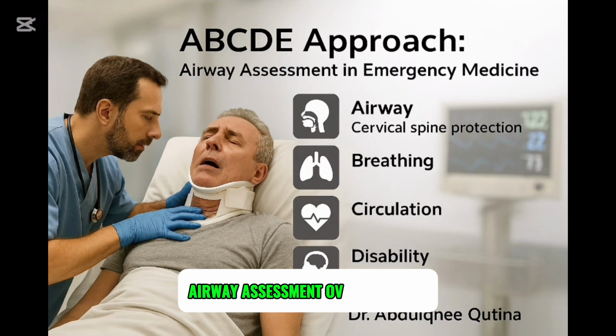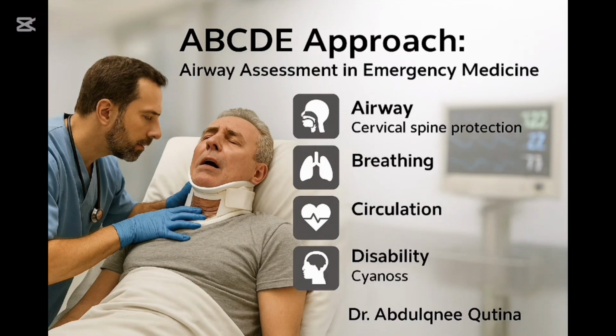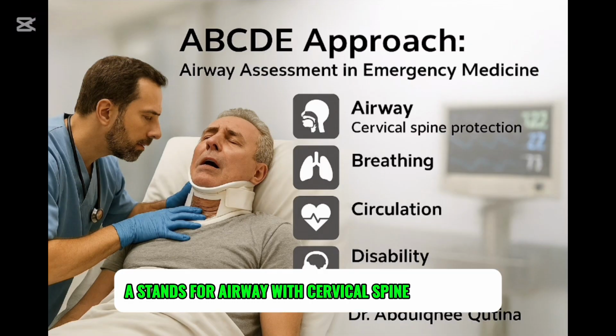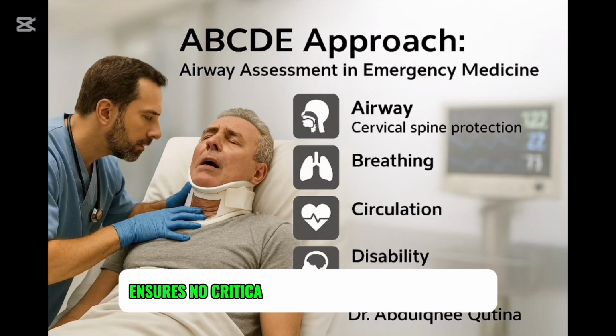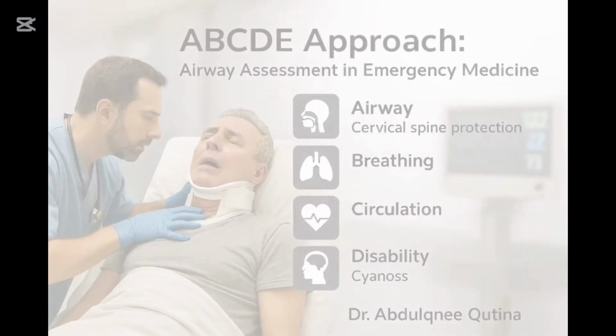Airway assessment overview, ABCDE. Airway assessment is part of the primary survey using the ABCDE approach. A stands for airway with cervical spine protection, B for breathing, C for circulation, D for disability, and E for exposure. This systematic approach ensures no critical step is missed in an emergency.